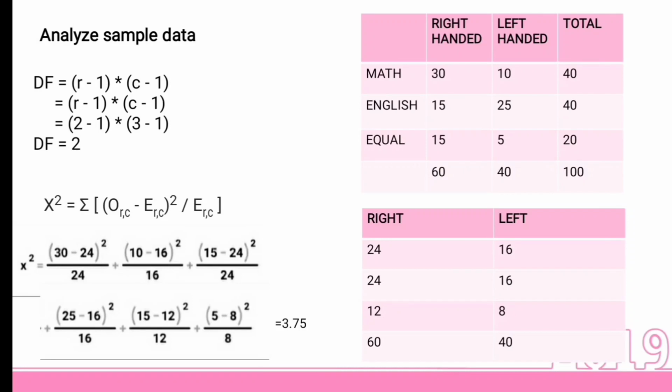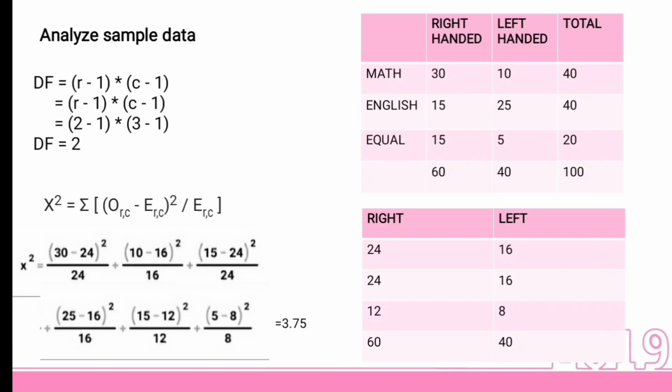So for this part, we are going to get the degrees of freedom and the chi-squared with its formulas. The formula for the DF or degrees of freedom is R minus 1 multiplied by C minus 1, where R is the number of rows and C is the number of columns. For the chi-squared, the formula is observation minus the expected, squared, over expected.